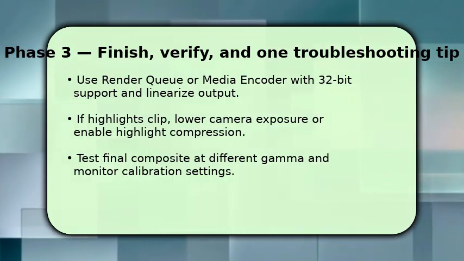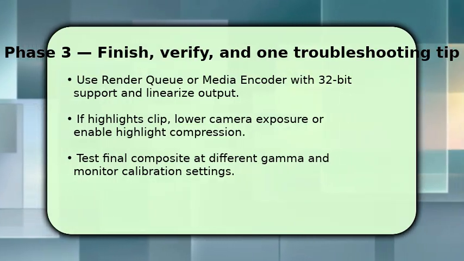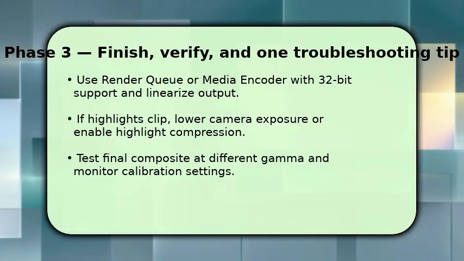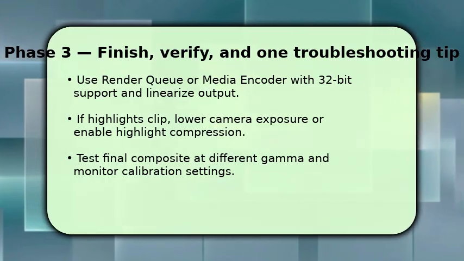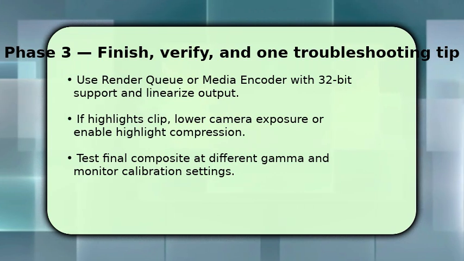If speculars clip or block, lower the camera exposure, reduce HDRI intensity, or enable highlight compression in your tone map. This prevents blown whites. If reflections look off, rotate the HDRI or tweak roughness on materials. A quick troubleshooting tip: if colors shift, check color management and monitor.